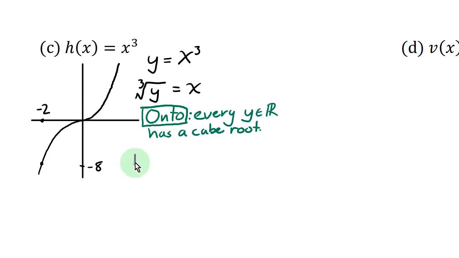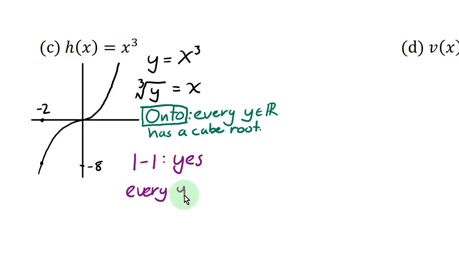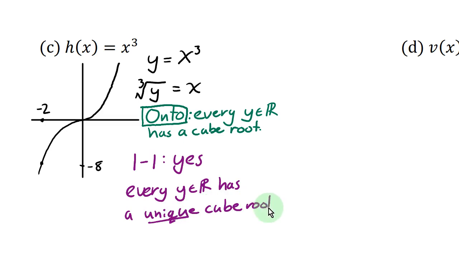But if you want to know if it's 1 to 1, that would mean that there's at most one x. And yeah, there's only one x for each y here. You can think of it as a horizontal line test. No matter which y you pick, there's only one x that goes through that. So yeah, we can say that every y in R has a unique cube root. There's only one x for each y.